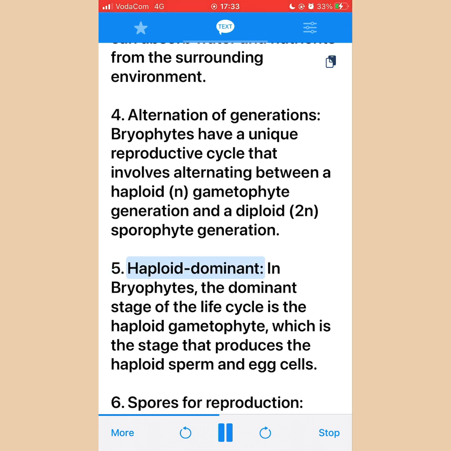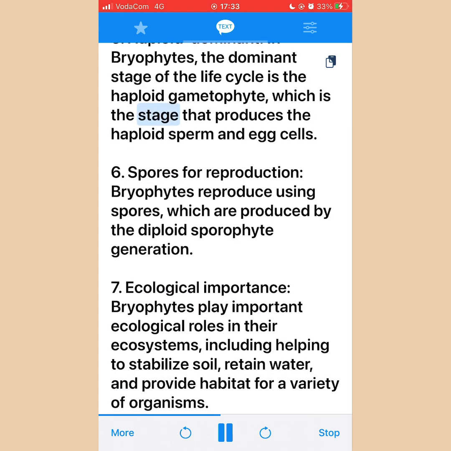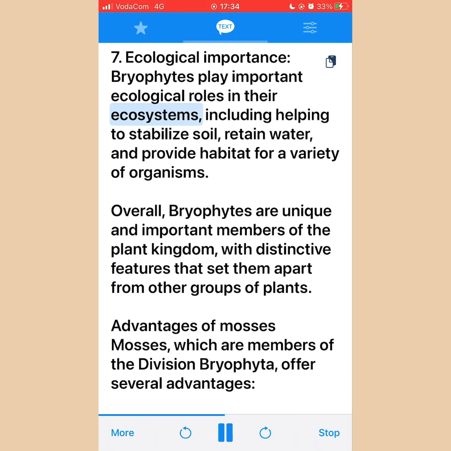5. Haploid dominant. In bryophytes, the dominant stage of the life cycle is the haploid gametophyte, which is the stage that produces the haploid sperm and egg cells. 6. Spores for reproduction. Bryophytes reproduce using spores, which are produced by the diploid sporophyte generation. 7. Ecological importance. Bryophytes play important ecological roles in their ecosystems, including helping to stabilize soil, retain water, and provide habitat for a variety of organisms.